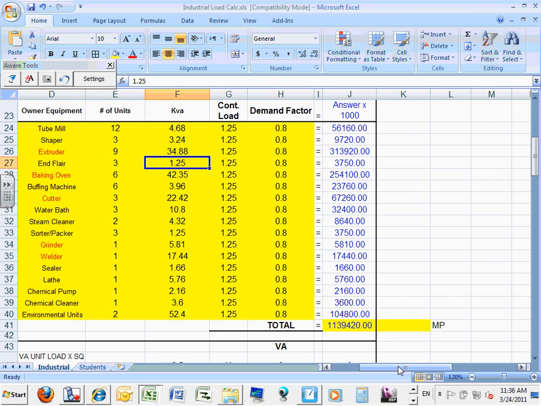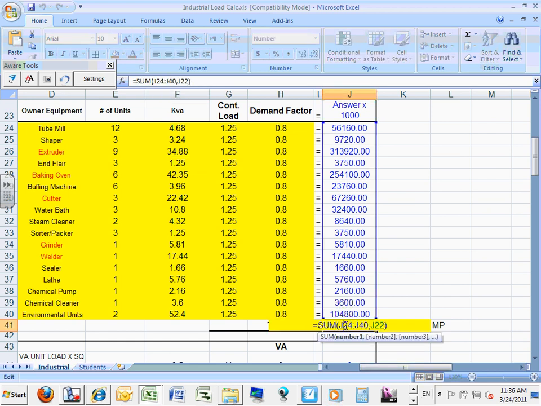Yes, sir. Can you go to your total cell? Click on your total cell. Let me just see what the total cell is. The total cell is summing everything. Why? Where is the J22? Oh, he's adding the computer room in there? Oh, that's why. Why is he adding the computer room?